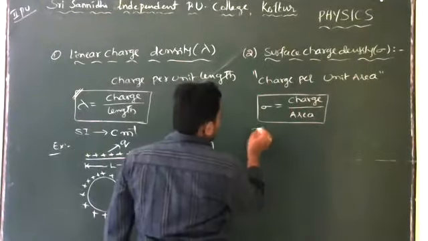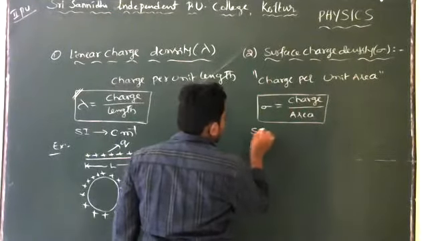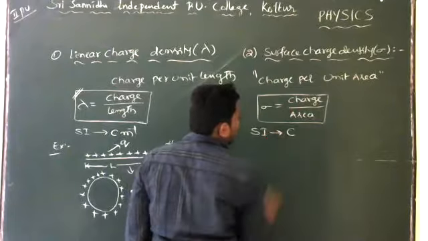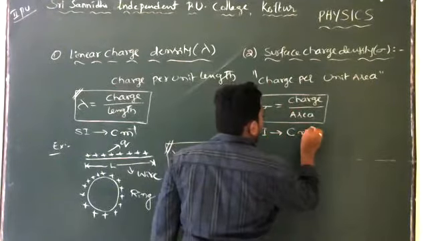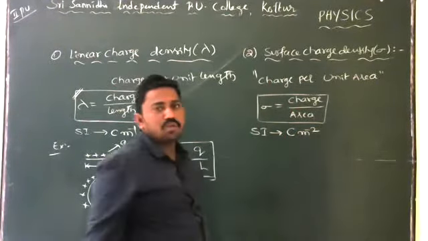What is the SI unit? The SI unit: charge is measured in coulomb and area in meter squared, so that means coulomb per meter square.